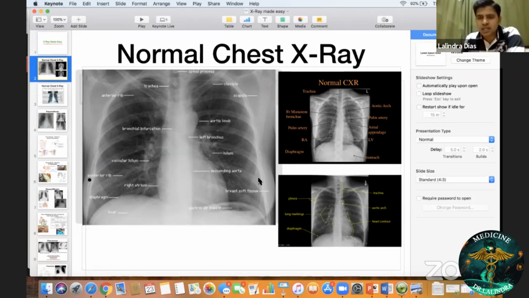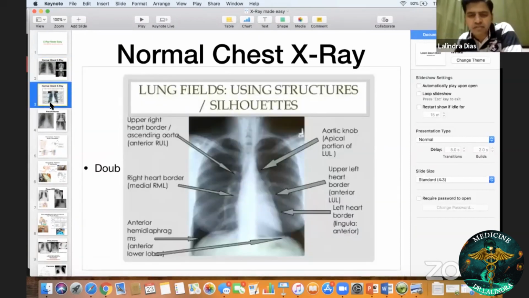Whether the cardiothoracic ratio is less than 0.5, that is normal, more than 0.5, that is abnormal. That happens in cardiomegaly and heart failure. All right. So that is a normal chest X-ray. Then there's another picture of a normal chest X-ray.